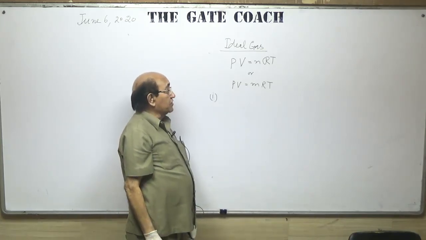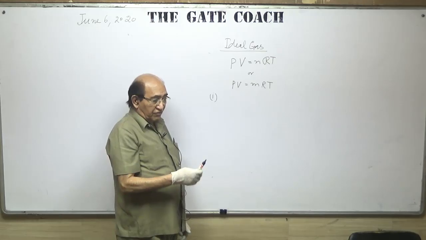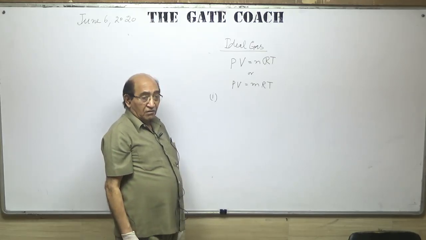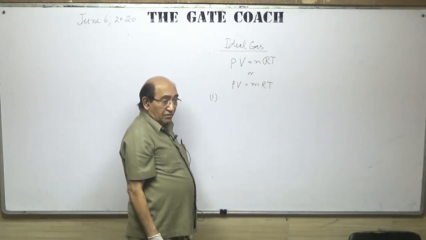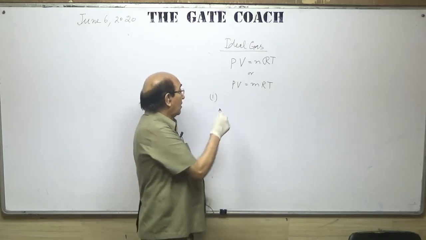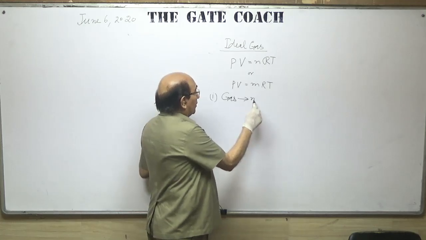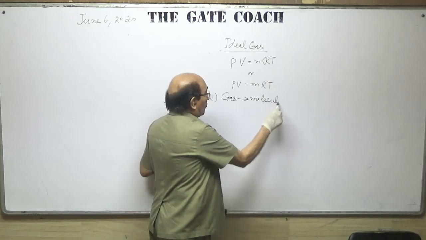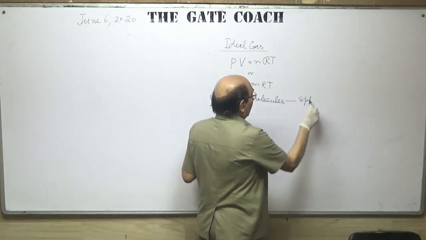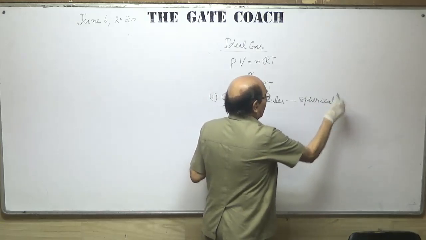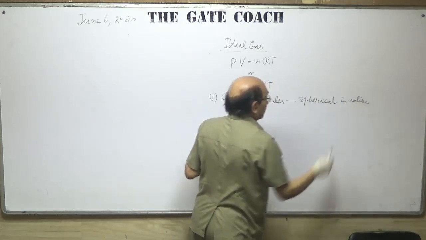So long as the mathematics is concerned, it is okay. But in our mind, he asks, what do you feel about ideal? What is ideal in it? Then the answer would be: the gas comprises of molecules which are spherical in nature.